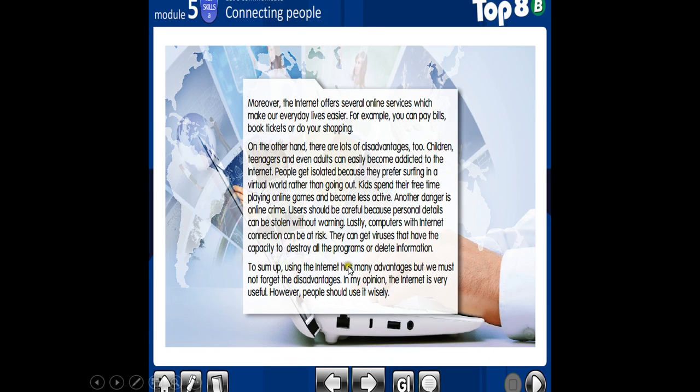Here is the conclusion. Finally, to sum up, using the internet has many advantages, but we must not forget the disadvantages. In my opinion, the internet is very useful. However, people should use it wisely. So here you have covered the introduction, the main part with both sides, and the conclusion, and the last sentence is your opinion. Okay.